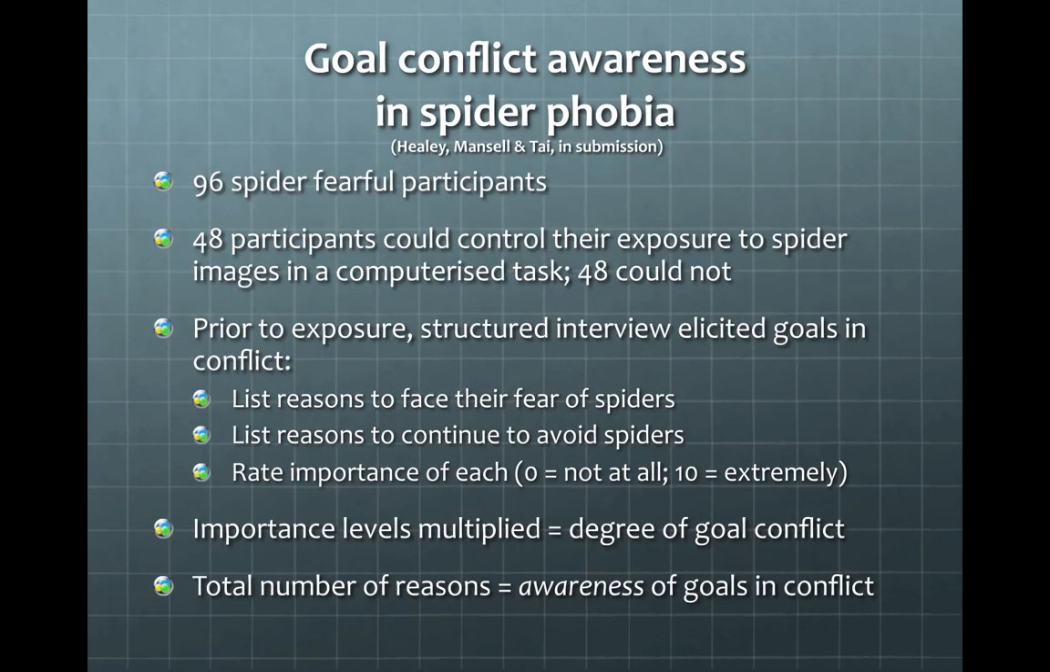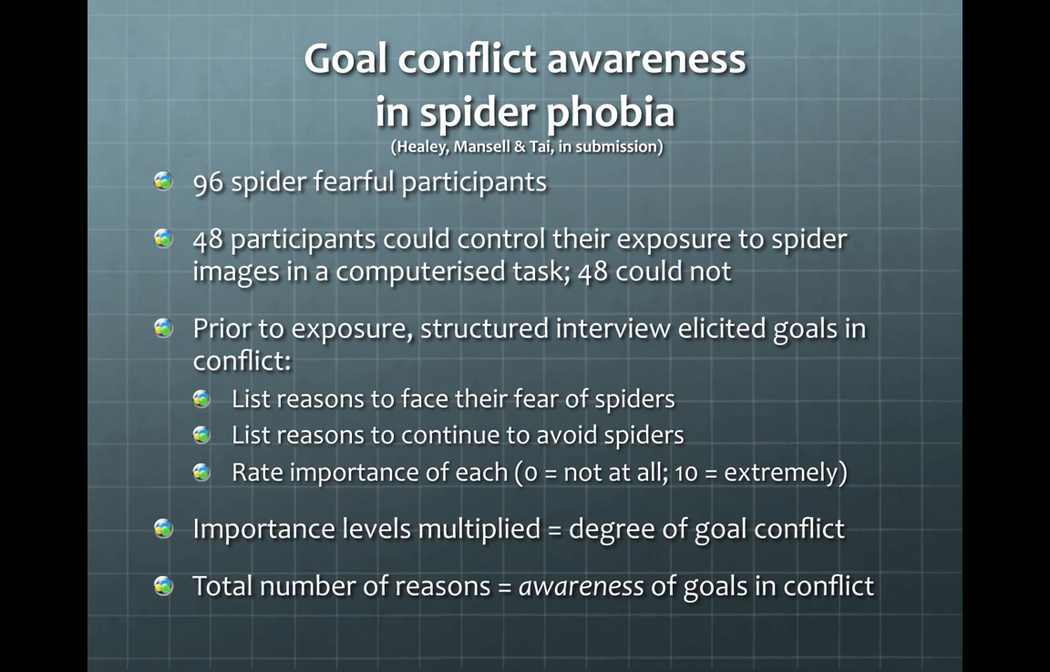We also looked at goal conflict awareness in our spider phobia intervention. A paper looking at this is already published, looking at levels of control in the exposure. But in half of our participants who could control their exposure to an image of a spider presented on a computer, we also explored their awareness of their goals and the level of goal conflict and how that related to their avoidance over time. So before doing an exposure task, a structured interview elicited goals around conflict.